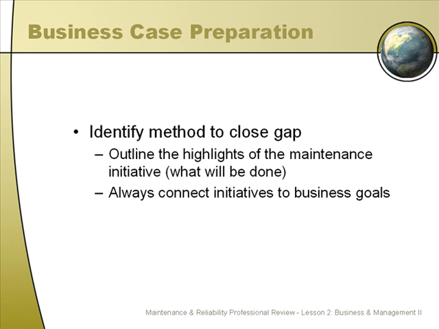Continuing on with business case preparation, identifying the method or methods to close the gap would be the next task. The first thing you'd like to do is outline and highlight the maintenance initiative steps, what will be done. For instance, if you intend to add a planning organization to the maintenance program, state that and explain it in clear detail. Second, always connect each initiative that you highlight to the business goals. Make sure that you're always speaking the production departments' and the leadership's language, which relates directly to cost and productivity.